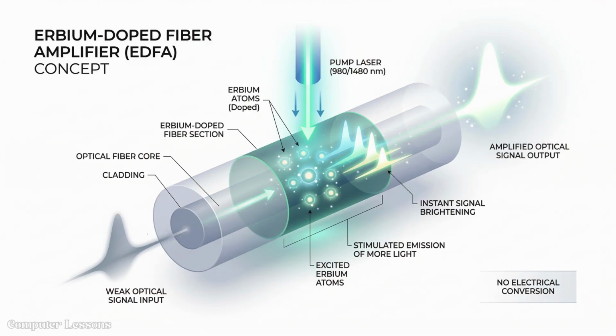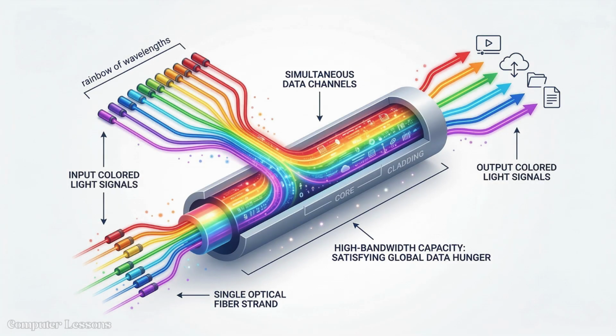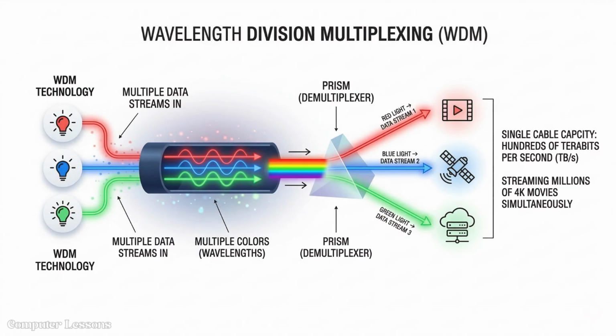But one color of light is not enough to satisfy the world's hunger for data. Engineers developed a technology called WDM, or Wavelength Division Multiplexing. Instead of sending just one red laser, they send a rainbow. They transmit dozens of different colors simultaneously down the same strand of glass. Red light carries one stream of data, blue light carries another, and green light carries a third.